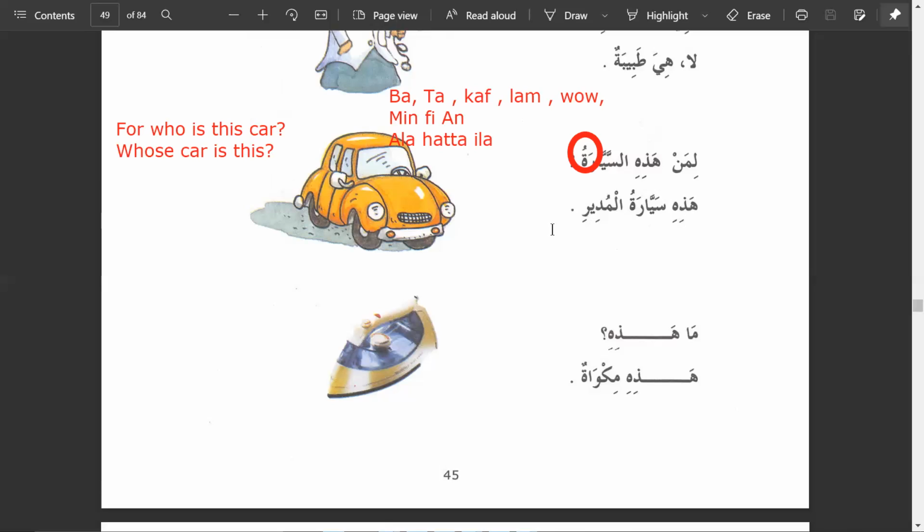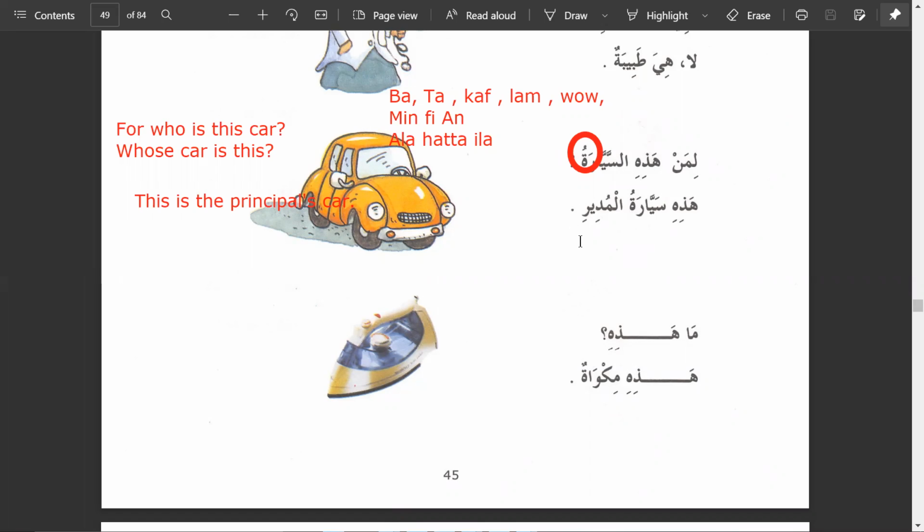The answer: hadhihi sayyaratul mudiri. This is the principal's car. Do you see an idafa here? Which one is mudaf and which one is mudaf ilayh? Sayyaratu is mudaf. Why? Because it has no al and no tanween. Very good. And al-mudiri is mudaf ilayh.